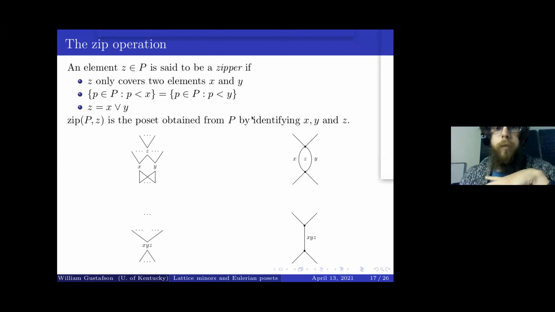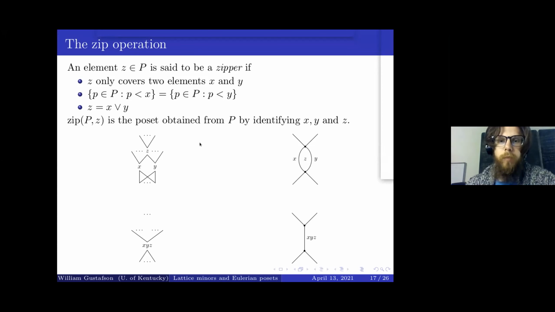Okay, so we say an element in a poset is a zipper if it covers exactly 2 elements. Those 2 elements have the same downset, and it's also the join of those 2. And then when we have a zipper, we can look at this poset zip PZ, which we get just by identifying those 3 elements.